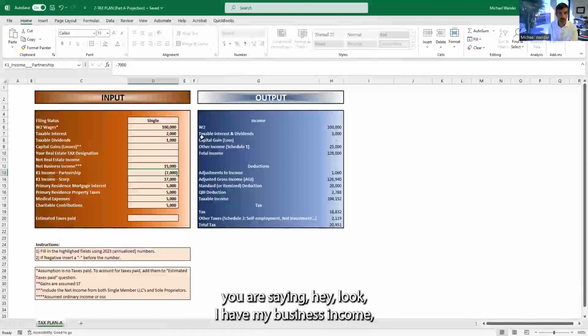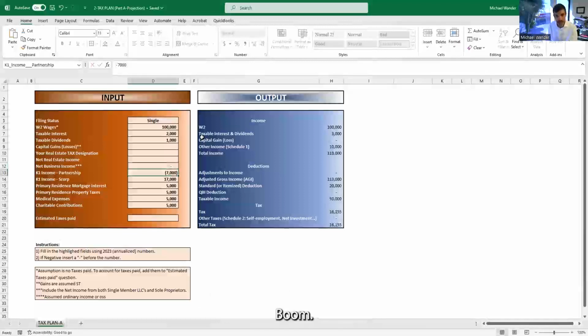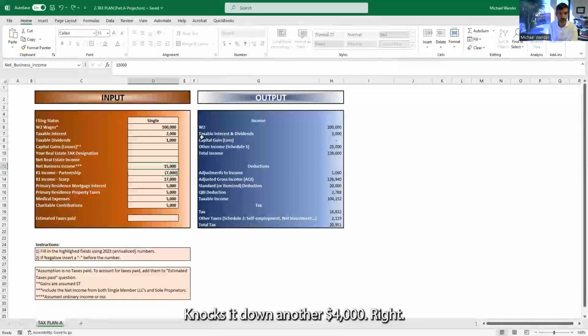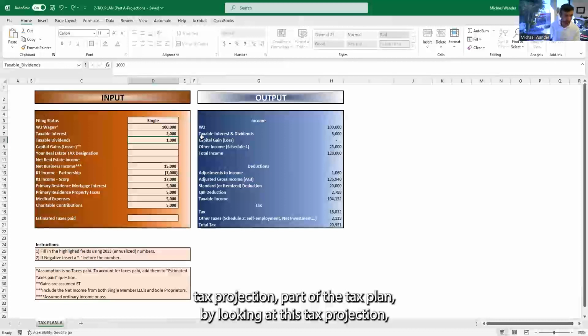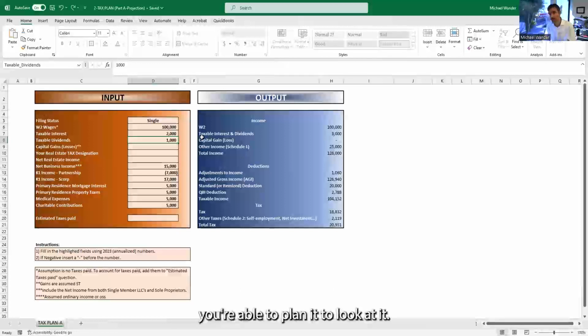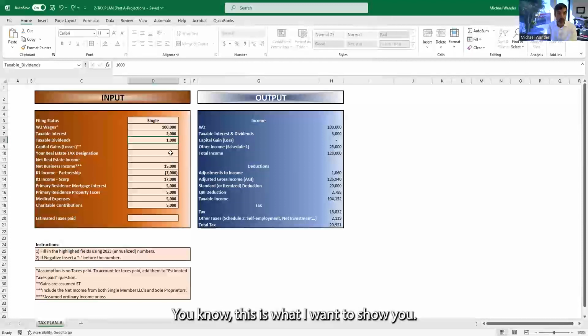What about if you are saying, hey, look, I have my business income. Maybe before the end of the year, I should make a purchase and bring this down to zero. Watch what's going to happen. Boom, knocks it down another $4,000, right? By looking at this tax projection, part A of the tax plan, you're able to plan. Super fascinating over here. Watch.